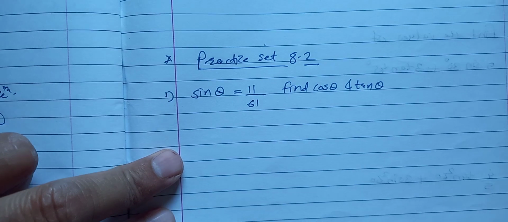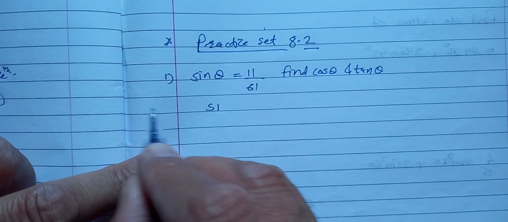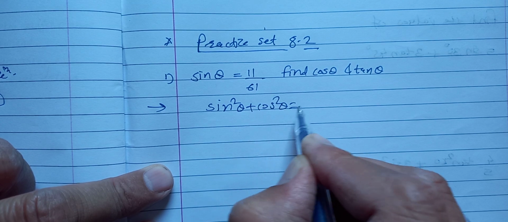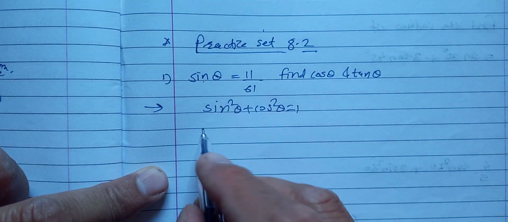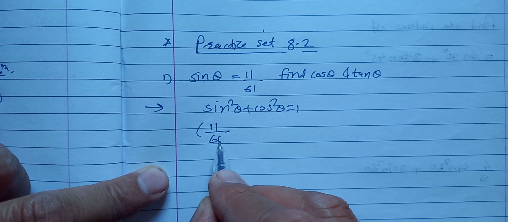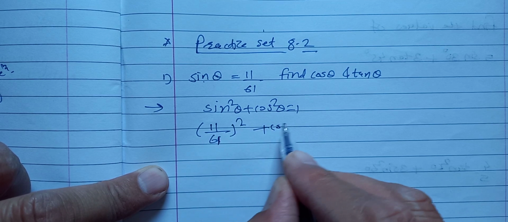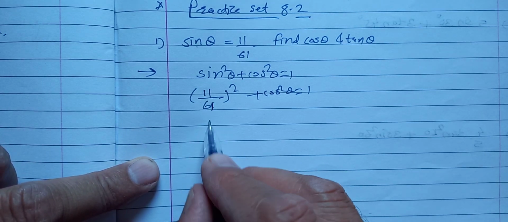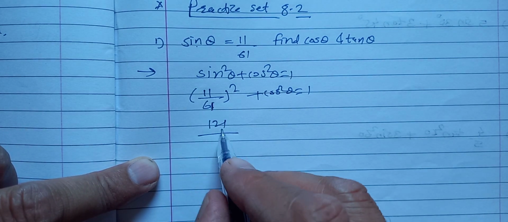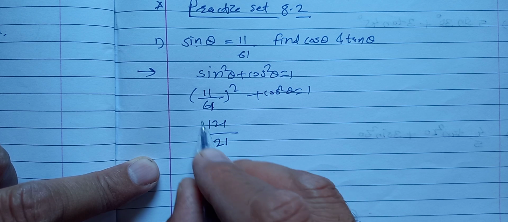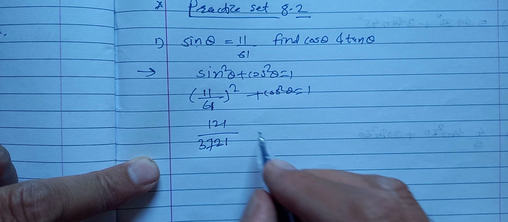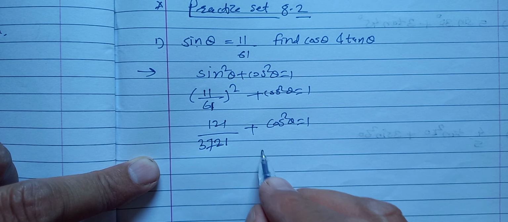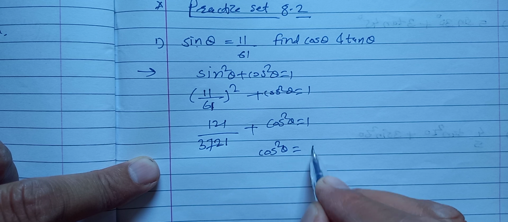This is by the first method. Already you studied one formula: sin square theta plus cos square theta is equal to 1. So put the value of sin theta: 11 upon 61 whole square plus cos square theta is equal to 1. So here 11 square is 121, 61 square is 3721, plus cos square theta is equal to 1. This value is plus; when it goes to that side, it becomes minus.